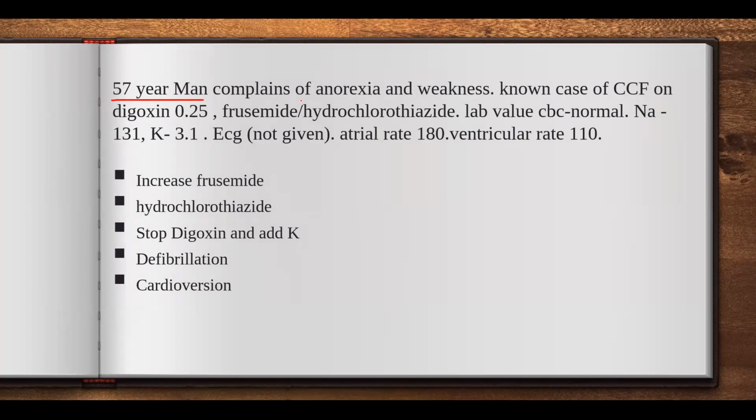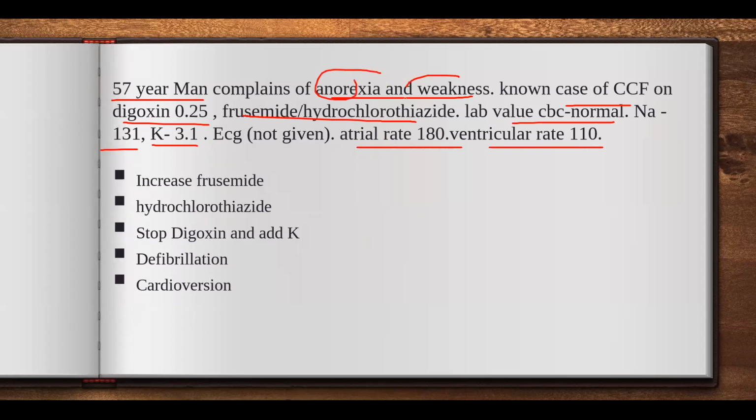So a 57-year-old man complaining of anorexia and weakness, known case of CCF on digoxin 0.25, furosemide, hydrochlorothiazide, lab values: CBC normal, sodium 131, potassium 3.1, atrial rate 180, ventricular rate 110. What's your management? Okay.